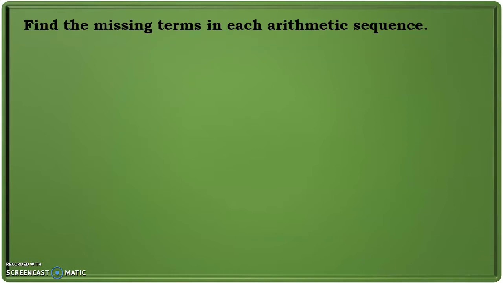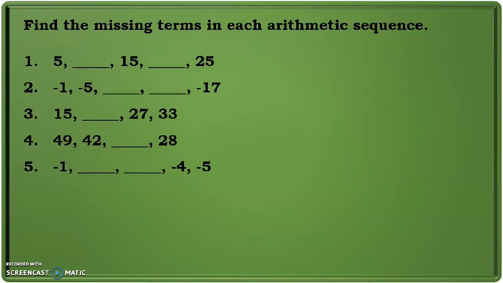Examples. Find the missing terms in each arithmetic sequence. Number 1, 5, blank, 15, blank, 25. Now, what is the term between 5 and 15? 10 is correct. And the term between 15 and 25 is 20, is correct.